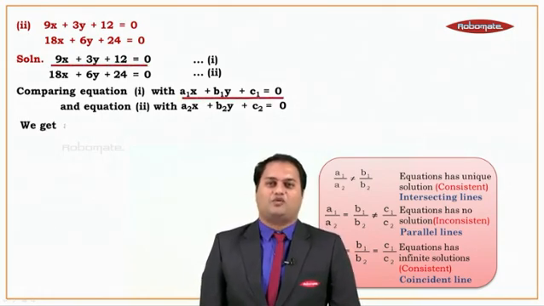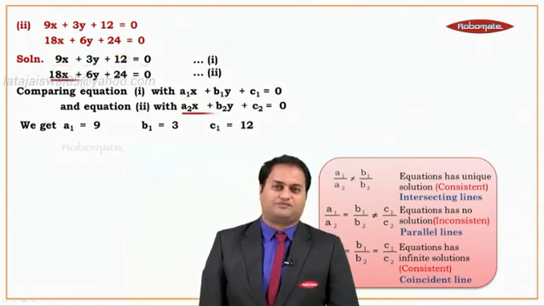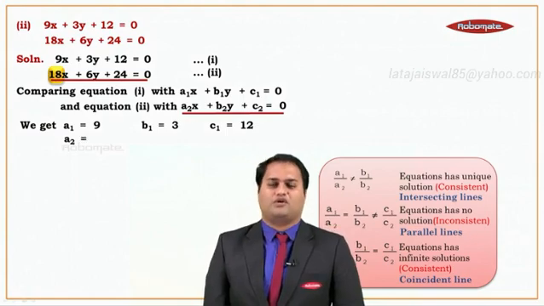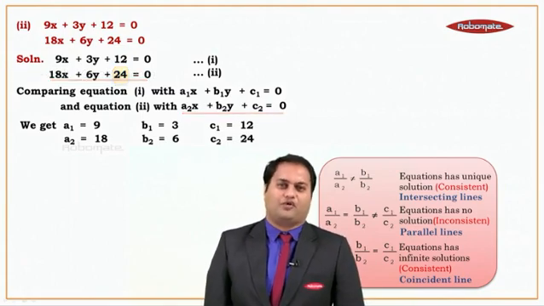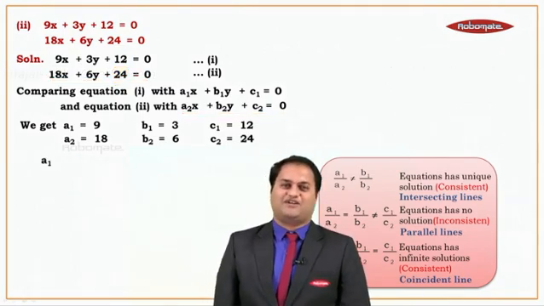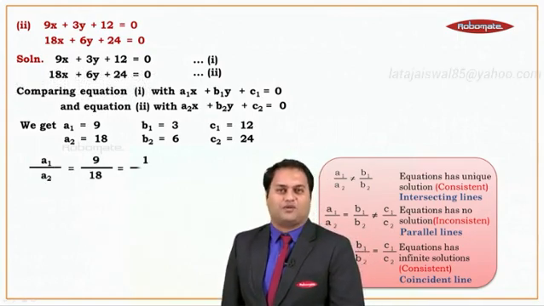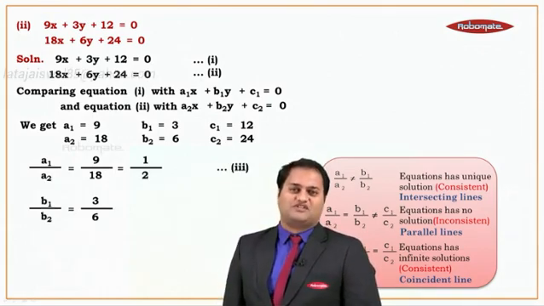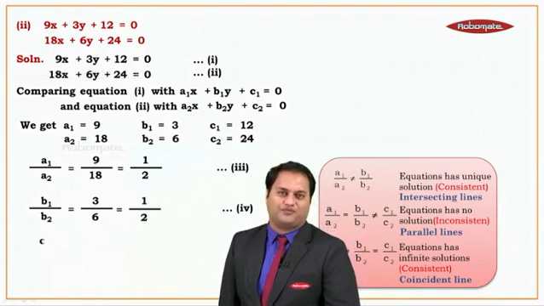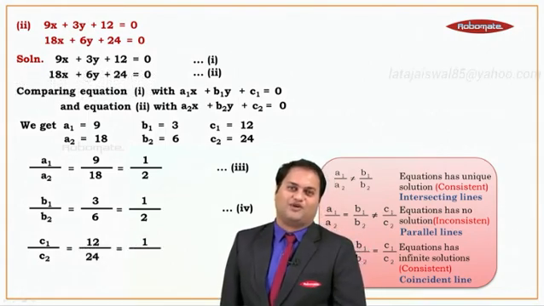Let's first compare equation 1. What is A1 here? A1 is equal to 9. B1 is equal to 3. C1 is equal to 12. What is A2 here? A2 is equal to 18. B2 is equal to 6. And C2 is equal to 24. After doing that, as given in the question, let us find the ratios. A1 upon A2, which is equal to 9 upon 18, which is equal to 1 upon 2. B1 upon B2 is equal to 3 upon 6, is equal to 1 upon 2. C1 upon C2 is equal to 12 upon 24, which is again equal to 1 upon 2.